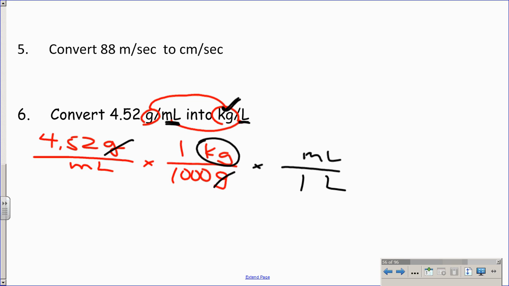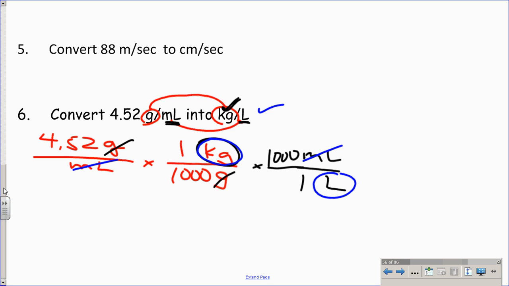1,000 or 10 to the third, right? I'm actually going to write it as 1,000 here too. I'll show you why. 1,000 milliliters in a liter. Okay, cool. So now I'm able to say, okay, milliliters are gone and gone because there's one in the denominator and the numerator. And the units that are staying are kilograms and liters, which is what the question asked of me. So in this problem, you don't have to do much math.